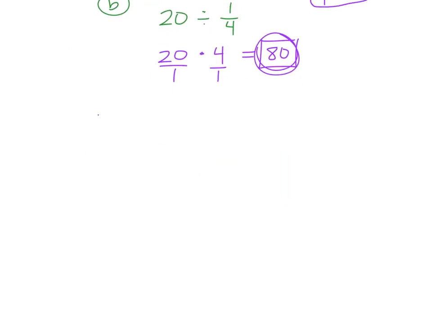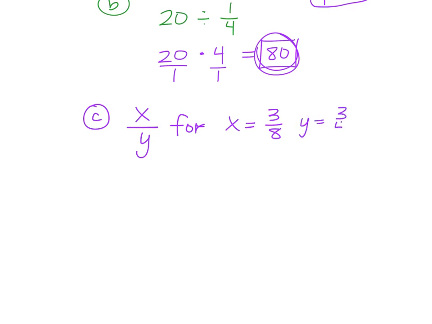Okay, sometimes they write it differently. Sometimes they write it like this: x divided by y, for an x value of 3/8 and a y value of 3/4. Okay, so it's saying x divided by y. So essentially what you're saying is 3 over 8 divided by 3 over 4, and that is a hideous problem to look at. It's hard to know what to do with it.